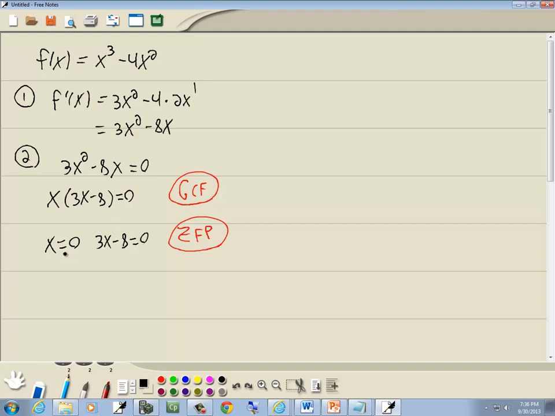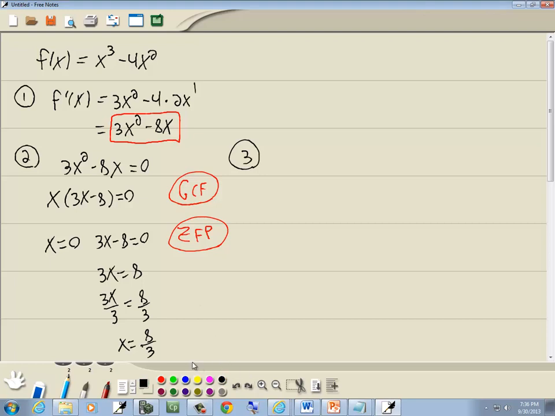Now this one's already solved. But for this one, I'll take the negative 8 to the right side, becomes a positive 8, divide both sides by 3, and we're going to get x is equal to 8/3. Okay. Well, let's first go plug this into our calculator and get that ready. And then we'll build our table of intervals.